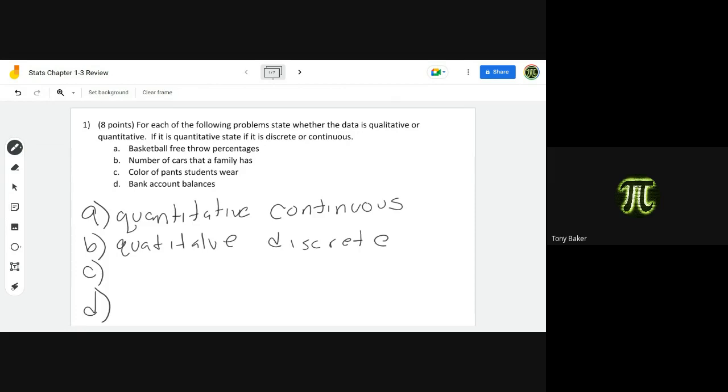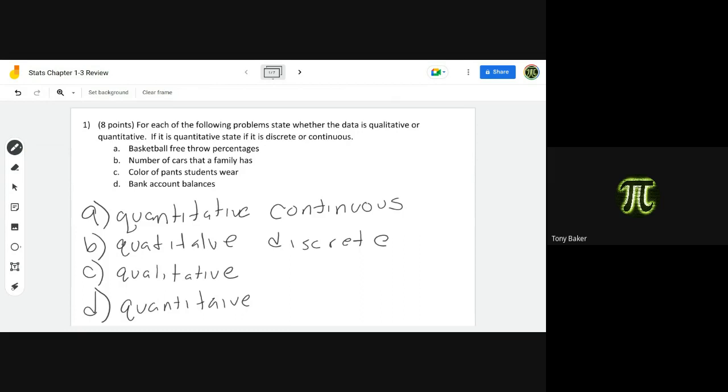Color of pants students wear? Qualitative. Very good. And that one you do not have to tell me if it's continuous or discrete because it can't be. Bank account balances, qualitative or quantitative? Quantitative. Is it discrete or continuous? The wonderful debate. It can be either discrete or continuous. It actually could be either one. It is quantitative. So it really depends on how you look at it.